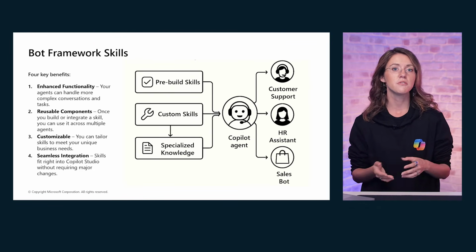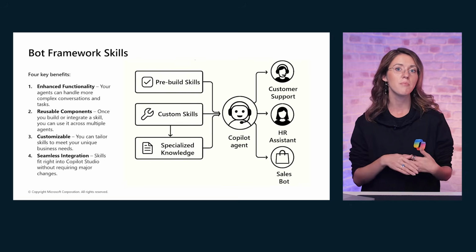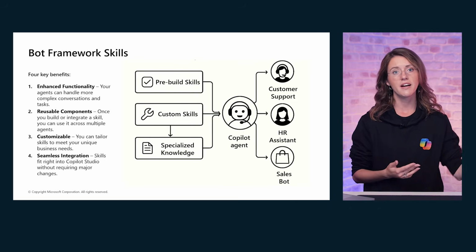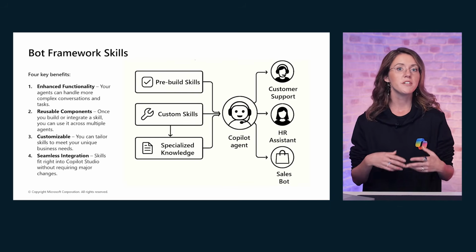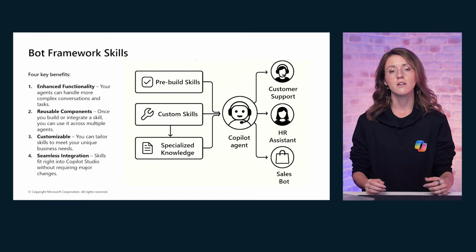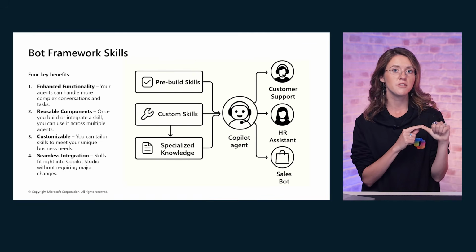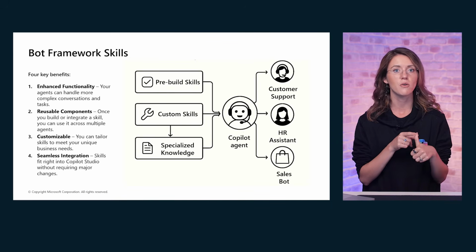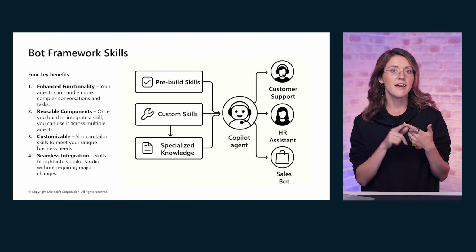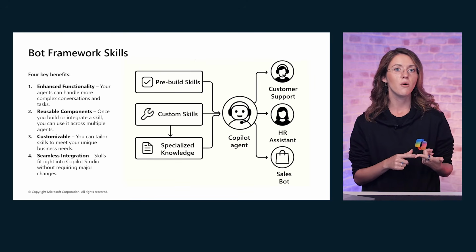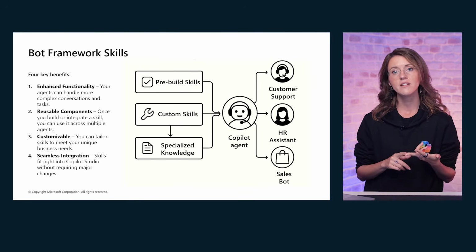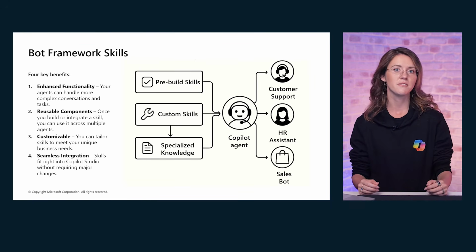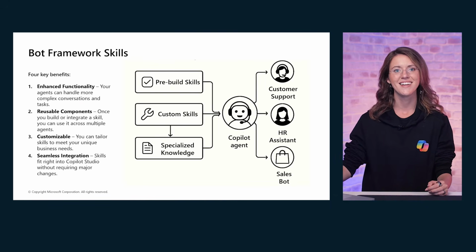A sales bot could use the common skills to pull up product details and pricing instantly. Using both framework skills is simple. First, decide what task you want your agent to handle, like booking, searching, or calculating. Then, choose a pre-built skill or create your own. And finally, plug it into your Copilot Studio agent using the configuration tools provided.